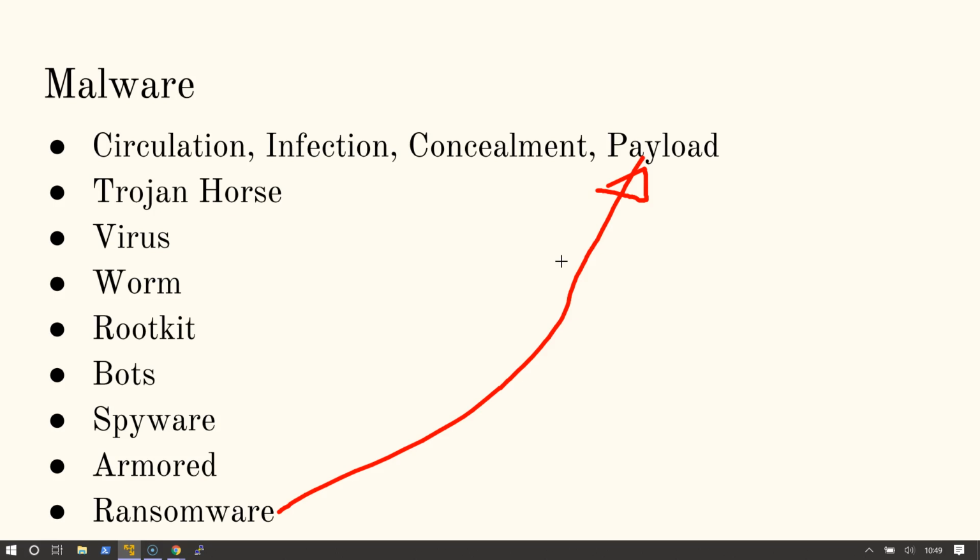The other thing we want to talk about is crypto mining, or Bitcoin mining, whatever you want to call it. What that's going to do, again, that's referring to payload. It's going to be a piece of software. And again, how it circulates, how it infects, how it conceals itself is irrelevant. It's just a piece of software. Hopefully, it does conceal itself well, because in order for this to work.